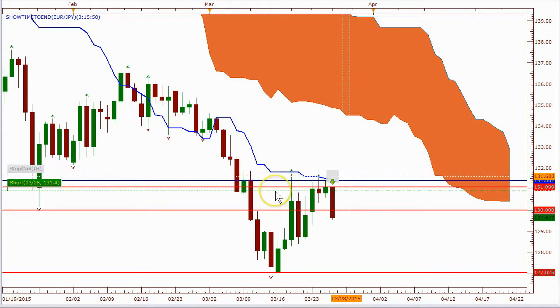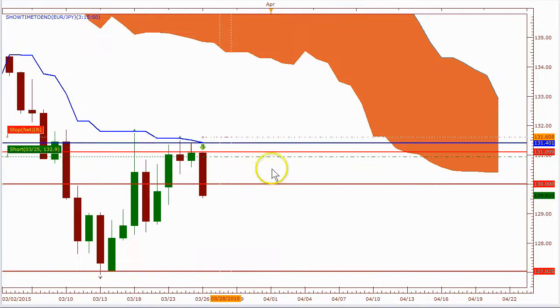Where do I want to trade this? So I looked for a pullback and a trade to get into the market, and I got into the market, and currently I'm at 133. What I'm looking at is riding this trade all the way down to this level here.